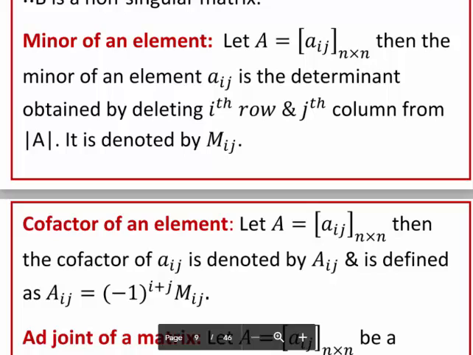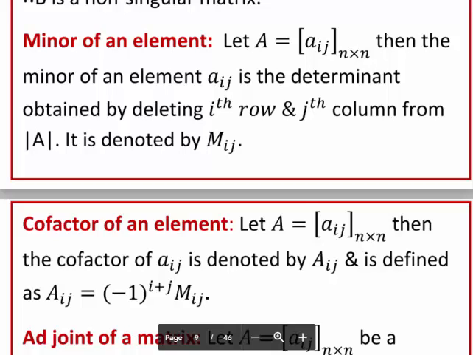What is cofactor of element? Suppose A is a matrix. We already discussed this. A can be described as Aij, of size n by n, a square matrix. Cofactor of Aij is denoted by capital Aij, and it is defined as minus 1 raised to i plus j into Mij. Here note that minus 1 raised to i plus j.